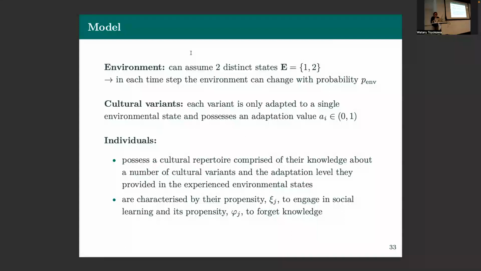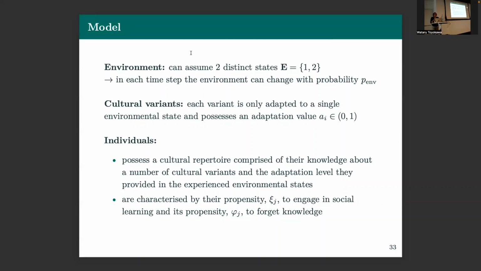Then we have a couple of cultural traits, and we assume that each variant is only adapted to a single environmental state. Think about it being hot or cold: either something works in the hot and not in the cold, or the other way around. Each variant possesses an adaptation value, which is just a number between 0 and 1, with 1 being optimally adapted and 0 being not adapted at all.